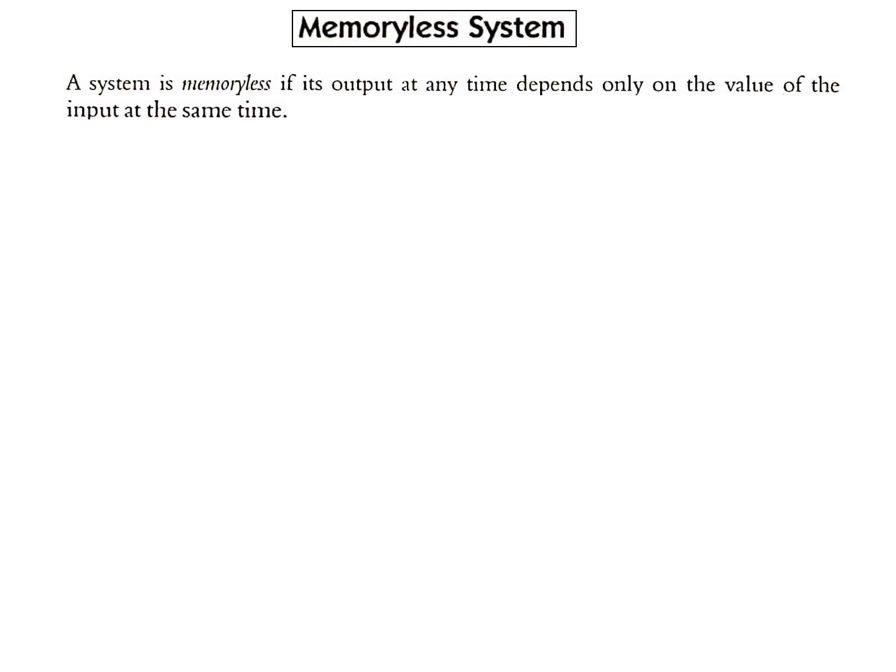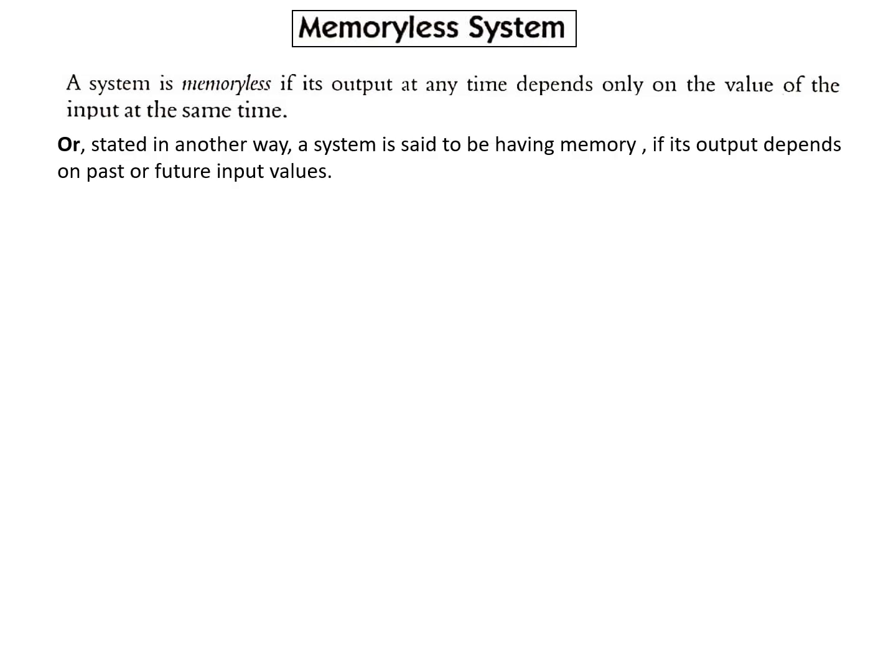A system is memoryless if the system doesn't have memory, that is, if output directly relates to input and there is no requirement of the past input to find the present value. Or you can state it in another way: a system is said to have memory if its output depends on past or future input values. How to identify whether the system requires future and past values to find the present output, so that the system will have memory, or if it is memoryless?